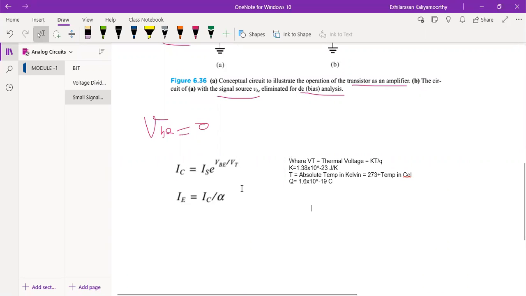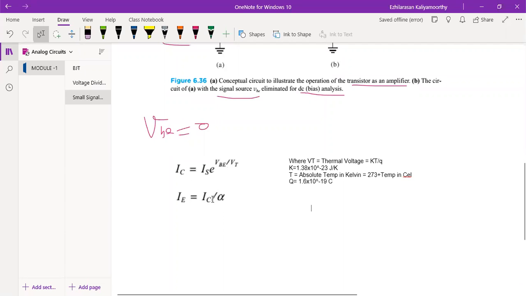Now, from this we can say some relations also. As the temperature increases, what will happen? The exponential growth will normally be decreased. So if this decreases, then what will happen? The current also will get decreased.